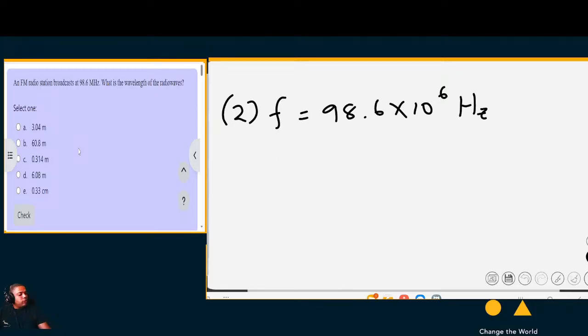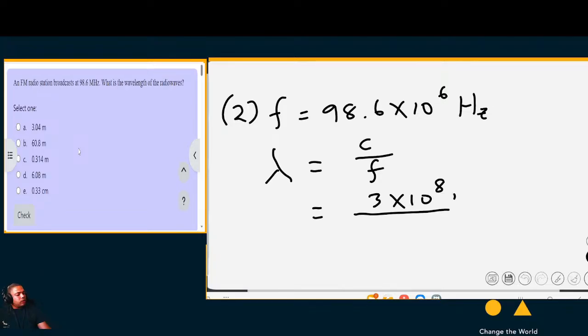Now, how do you calculate the wavelength of an EM wave? It is simple. Lambda, which is the wavelength, is equal to the speed of light divided by the frequency. So let's calculate that. The speed of light, as always, is 3 times 10 to the 8 meters per second. Now, some people use 2.999, but we just use 3. And then the frequency is, let's see, what's the frequency?